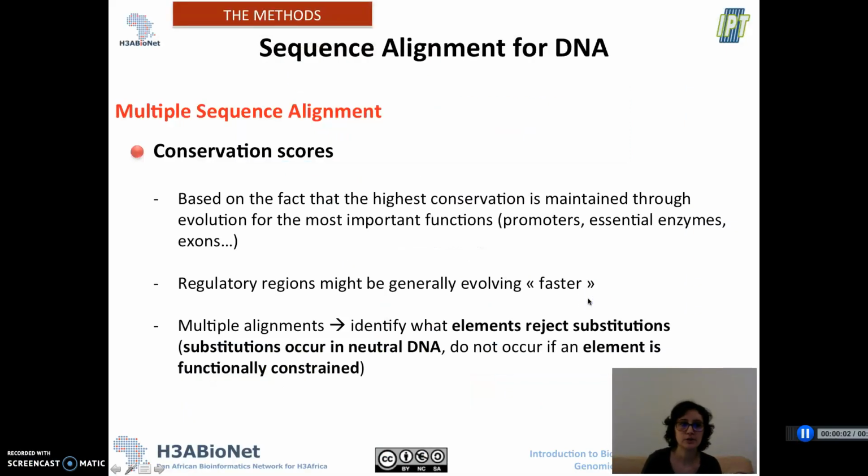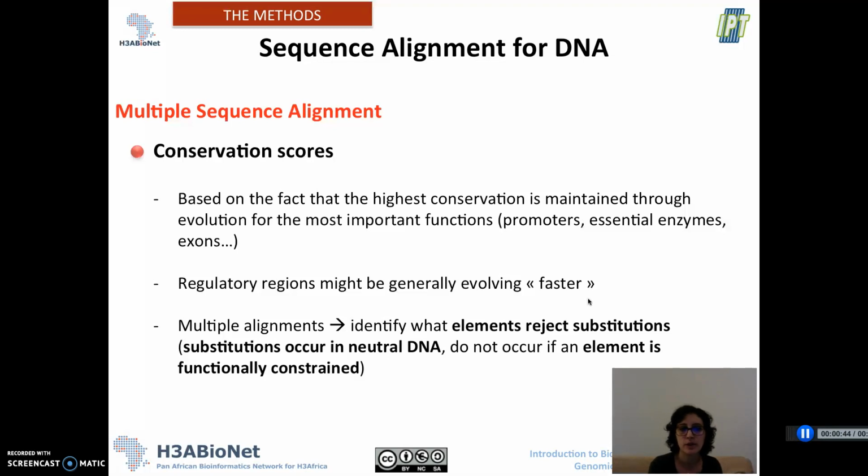Now, once you have aligned your sequences, thanks to the multiple sequence alignment methods that we used, you can have an idea about the conservation of parts of these sequences. This is based on the fact that the highest conservation is maintained throughout evolution for the most important functions. So the higher the essentiality of a feature, the higher the probability that it would be maintained. This is the case, for example, for promoters or essential enzymes.